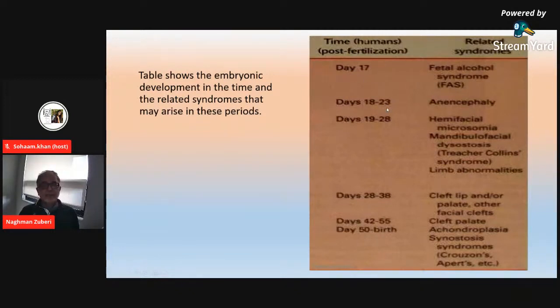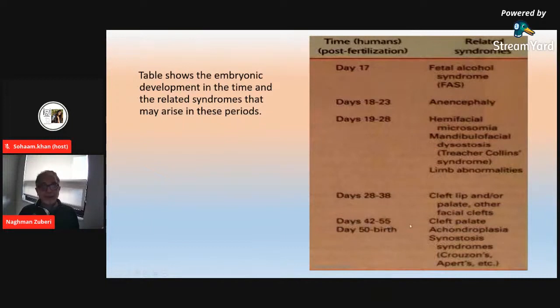Days 18 to 23, anencephaly. Days 19 to 28, hemifacial microsomia, mandibulofacial dysostosis, which is known as Treacher Collins syndrome, and certain limb abnormalities. Days 28 to 38, cleft lip and or cleft palate, other facial clefts may appear because this is the time when the lip and palate are being formed.